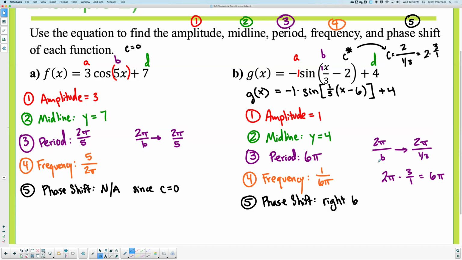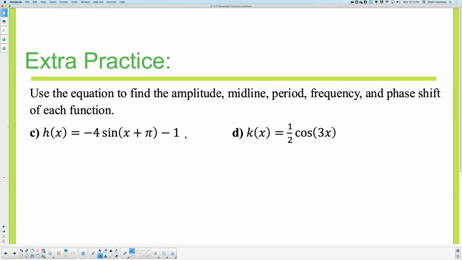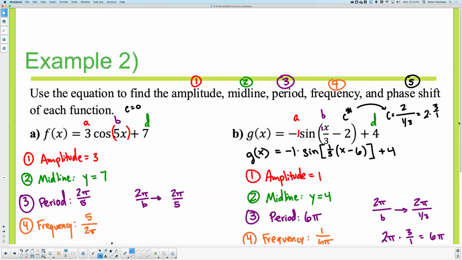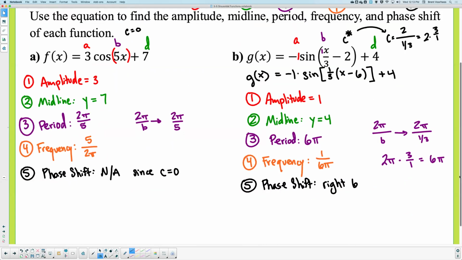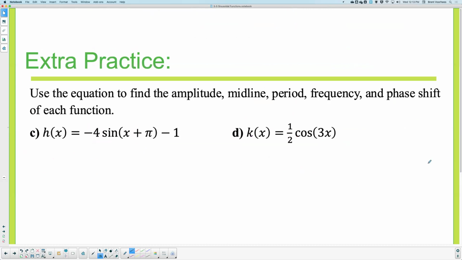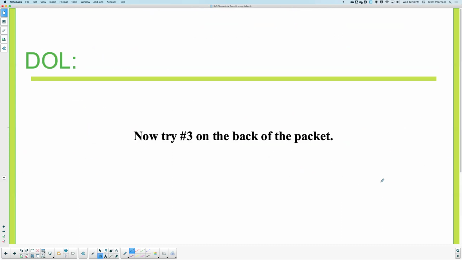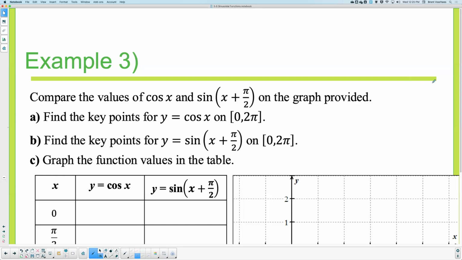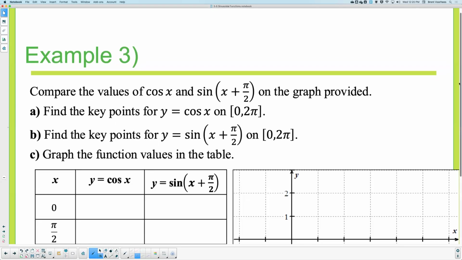Once again, I have some extras that you could look at, but for sake of time, I'm not going to do the extras. I'm just going to leave it there. And we're going to jump on to the back of the packet and try number 3. So go next DOL, we're going to try question number 3. Example 3.